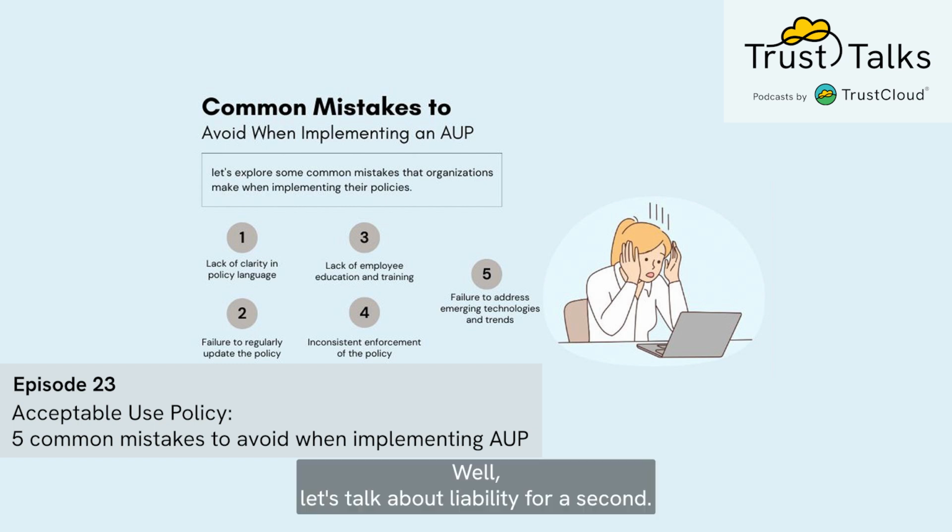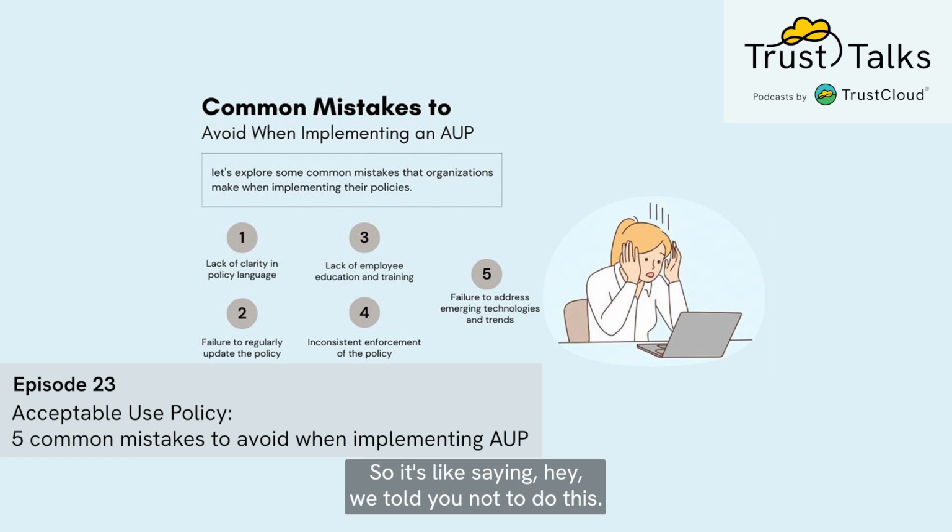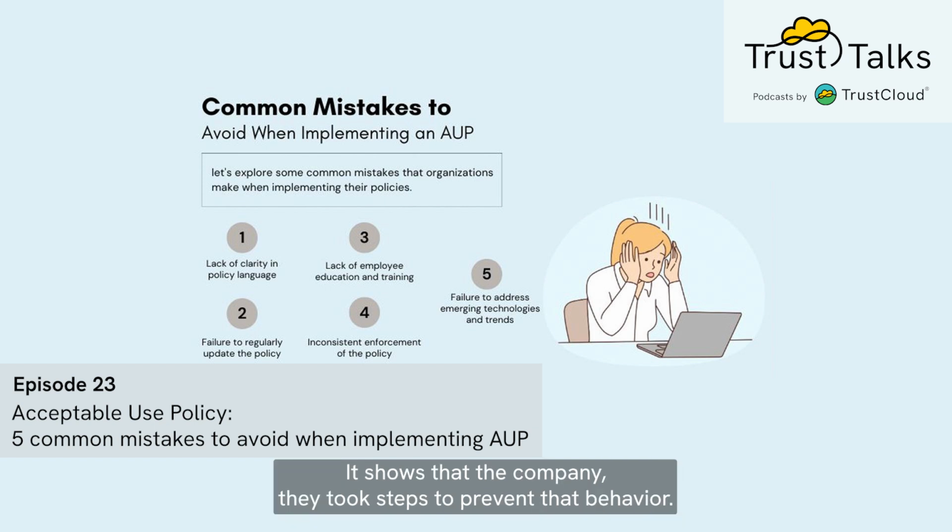Well, let's talk about liability for a second. So if an employee goes rogue and uses company resources for something illegal, spreading malware or harassing coworkers online, a solid AUP can really help to limit the company's liability. So it's like saying, hey, we told you not to do this. We have it in writing. Don't blame us. Exactly. It shows that the company took steps to prevent that behavior.